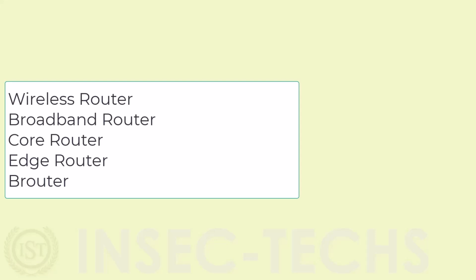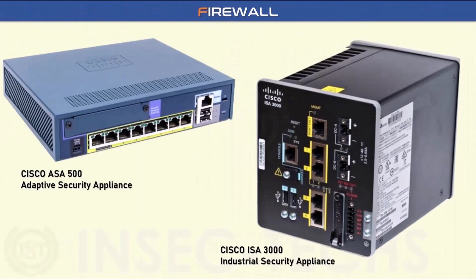So next we have the firewall. As you can see in this image, we have two firewalls. One is the Cisco ASA 5500 and the other is the Cisco ISA 3000. ASA stands for Adaptive Security Appliance and ISA stands for Industrial Security Appliance.